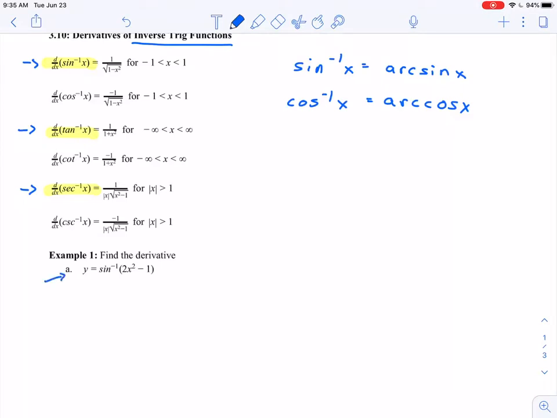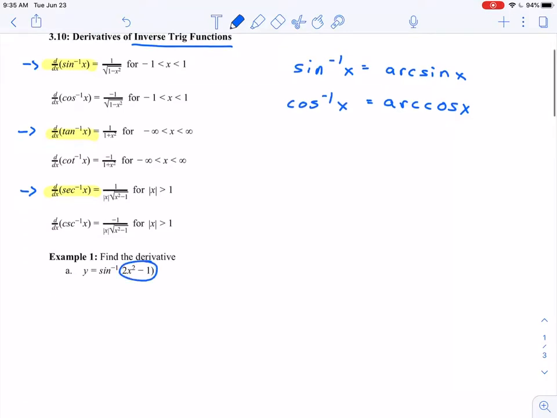Example 1, I want to find the derivative of sine inverse of 2x squared minus 1. Immediately my attention is drawn to the function that's inside of sine inverse of x. I notice we have 2x squared minus 1 inside of the sine inverse function. This is going to be a chain rule. You might like to make a note to yourself that we're using the chain rule here.